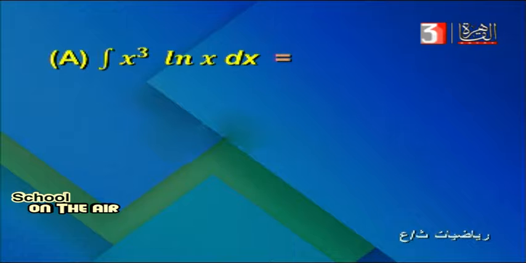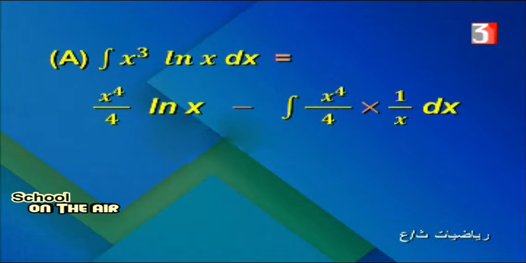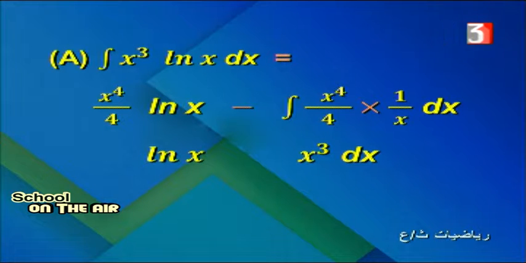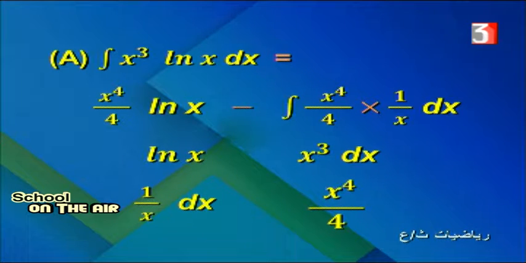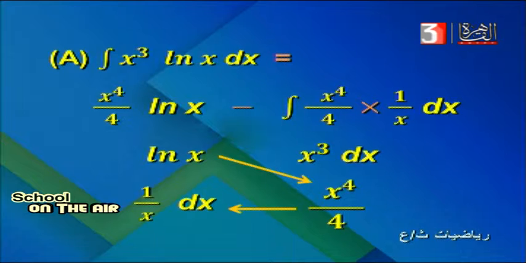A. Integration of x power 3 ln x dx by parts equals ln x times x power 4 over 4 minus integration of x power 4 over 4 multiplied by 1 over x dx. Ln x and x power 3 dx: when we differentiate ln x, it equals 1 over x dx, and integrate x power 3 equals x power 4 over 4.